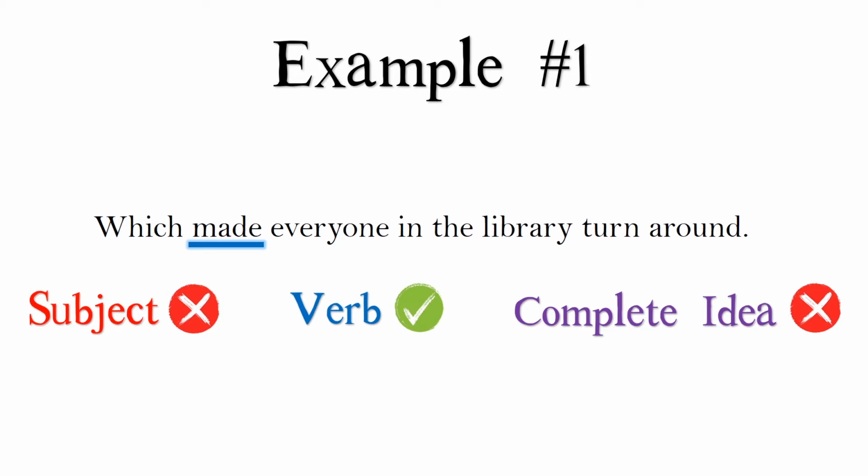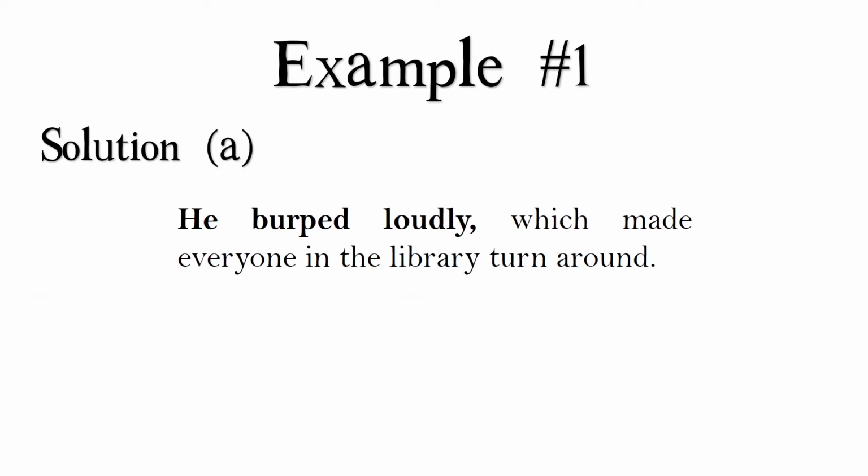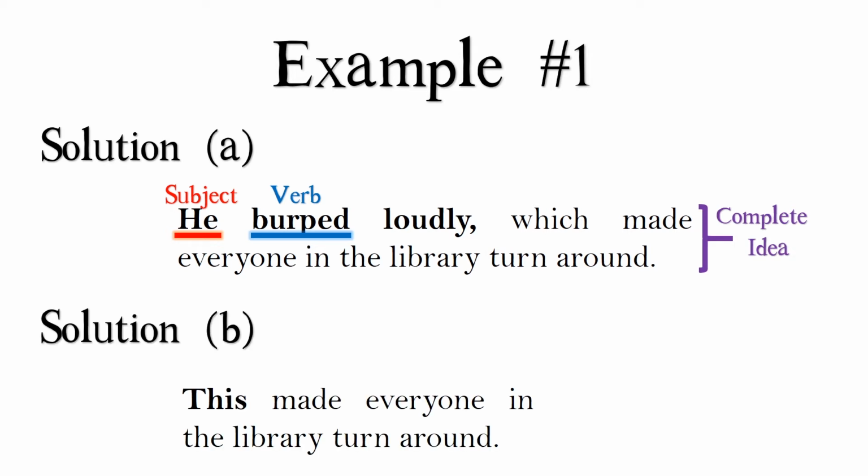Now how do we fix it? Well, here's one solution. He burped loudly, which made everyone in the library turn around. He becomes our subject, and burped becomes our verb, and there is the sense of a complete idea. Now we know why everyone in the library turned around. Another solution. This made everyone in the library turn around. This becomes our subject, made is our verb, and although we don't know what this is referring to, this is still technically a complete sentence.